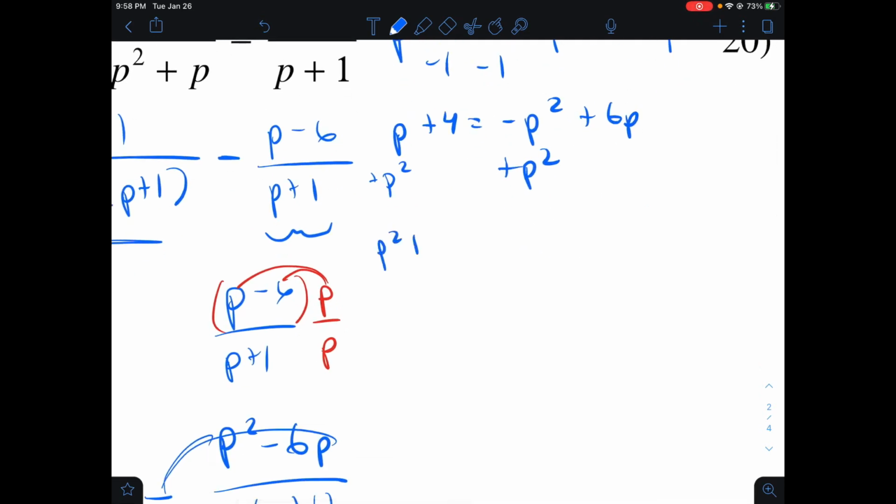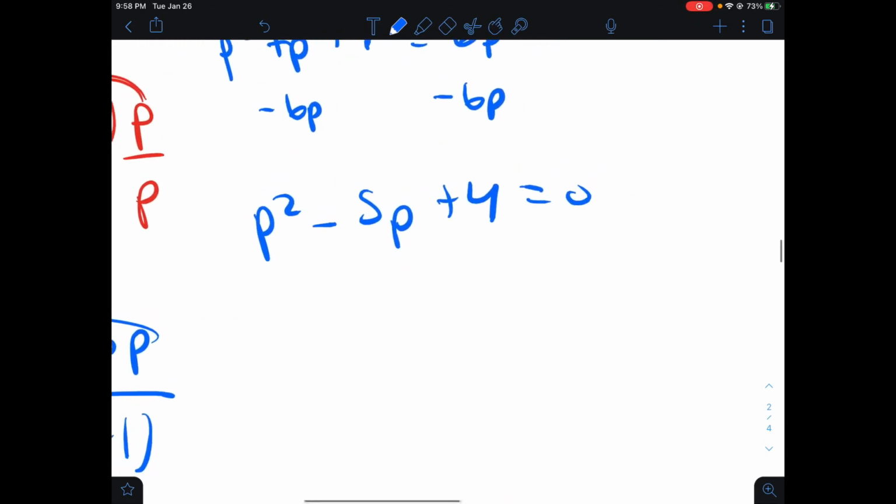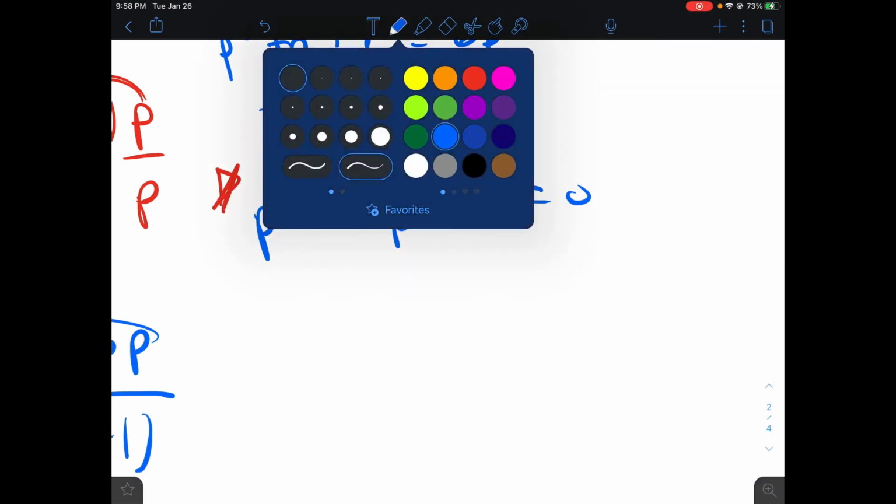We get p squared plus p plus 4 equals 6p minus 6p. We get p squared minus 5p plus 4, and that equals 0. So now, to solve, again, we can factor this. I want you guys to go ahead and factor this for me.